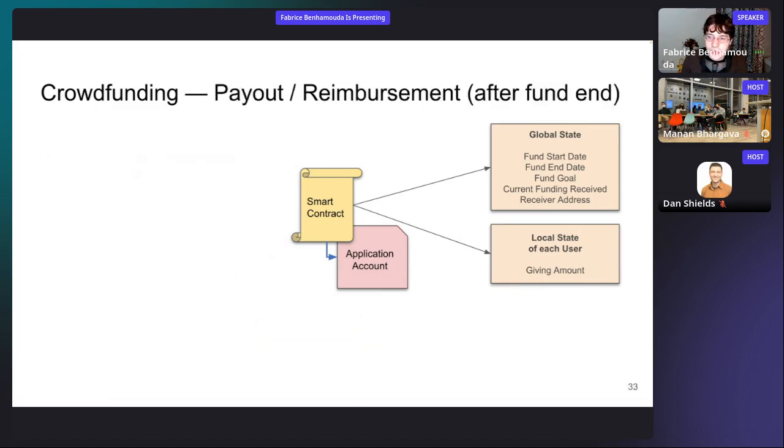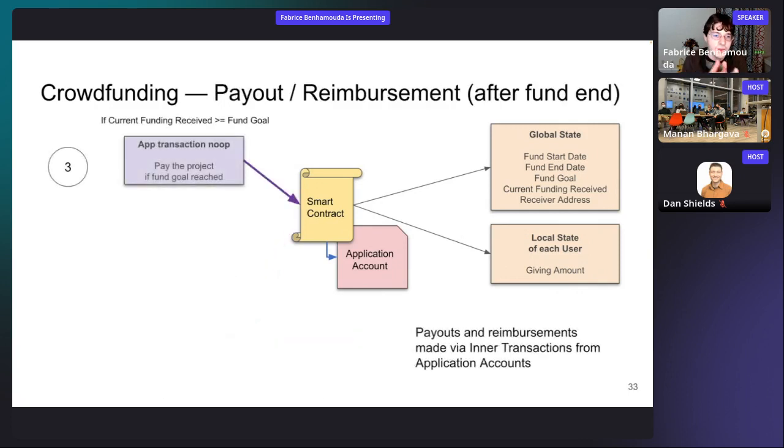That's very useful because that will be useful later. So then, at the end of the crowdfunding period, if there is enough fund received, which I forgot to say is stored in the global state and updated every time someone funds, there is this current funding received state that is updated. So if the current funding received state is above the fund goal, then the project creator will issue a transaction to the smart contract to get all the funding. And this will be done by inner transaction.